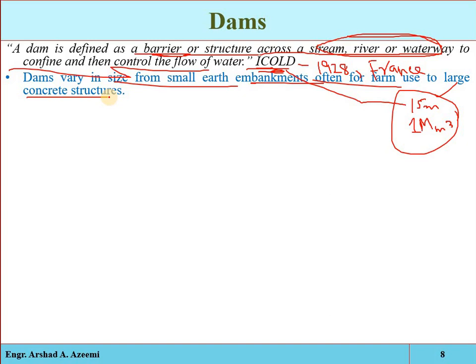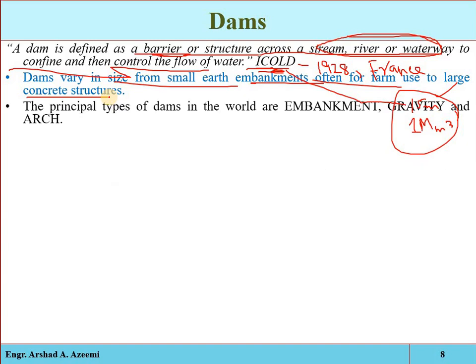Also, you can see that locally in hilly areas, the local people are just storing rainfall water in a small reservoir or in small storage tanks, and then they are utilizing it for irrigation and domestic purposes. So it is also a type of dam. Or, for example, at the national or international level, when you are constructing a large reservoir, it is also a type of dam. So there is variation among the sizes.